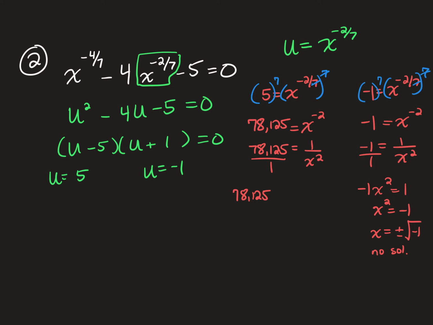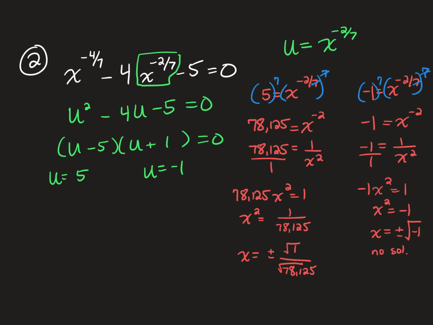78,125 times x squared equals 1. Okay, so now I have x squared equals 1 over 78,125. And I've got to take the square root of that. Now, if 78,125 is a perfect square, it's going to be great. If it's not, I want to try to leave it in exact form for as long as I can. And it's not. So what I'm going to do is this, x equals plus or minus, and I'm going to think of this as the square root of 1 over the square root of 78,125.